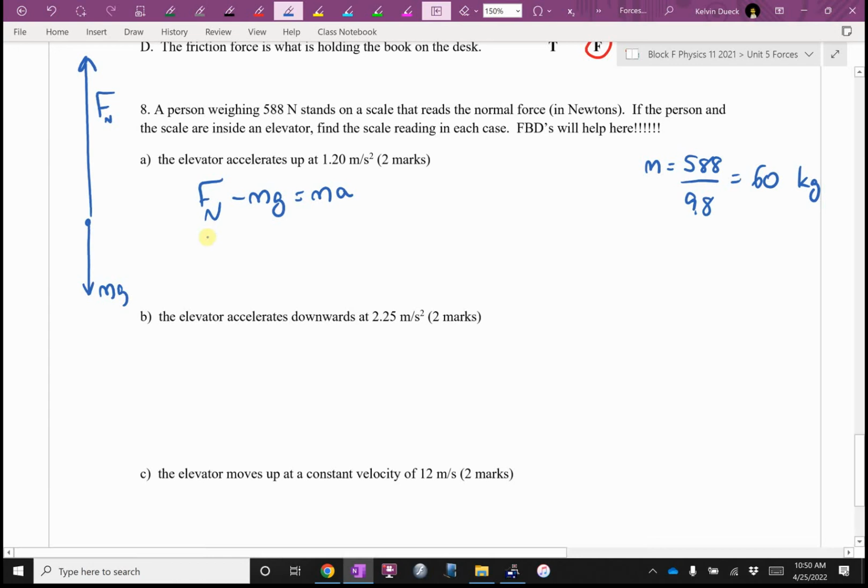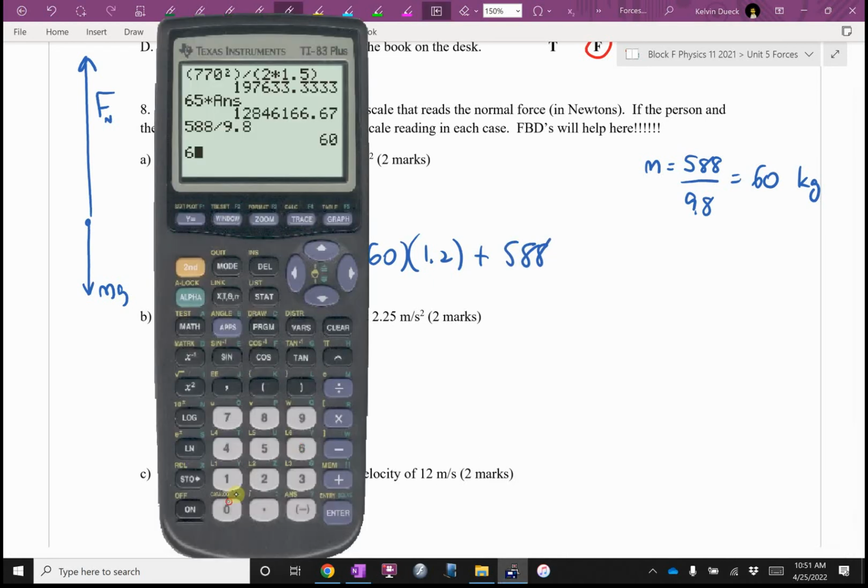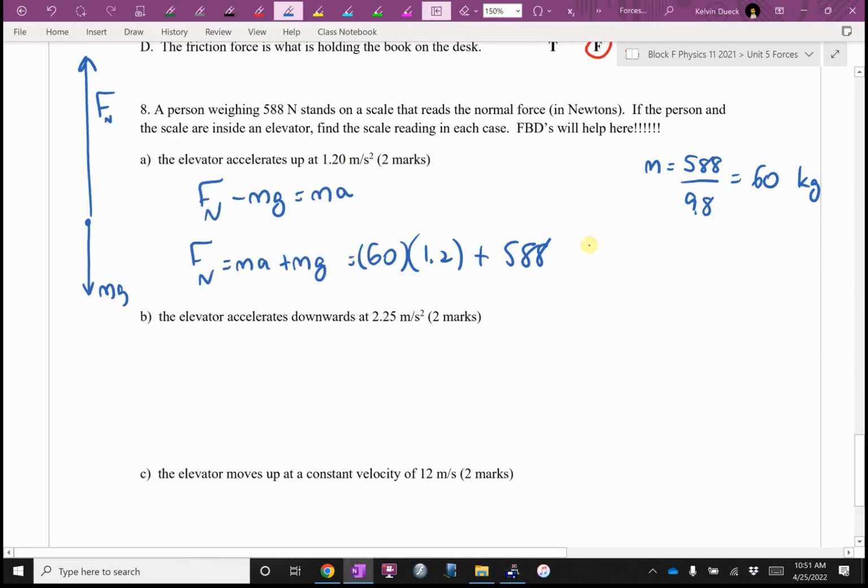Here, I think the normal force is going to be ma plus mg. It's going to be 60, not 588, times 1.2 plus 60, not 580. You know what? Actually, mg is 588. I could just put that in there and save myself some writing. Y'all get 660? Units, it's a force.